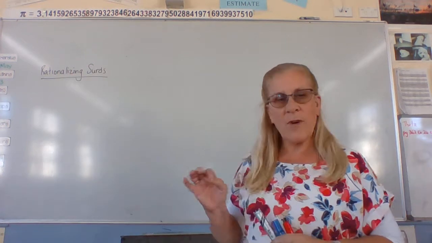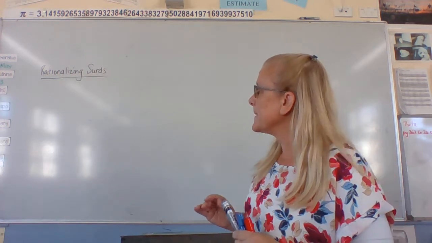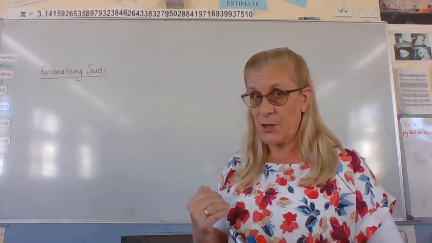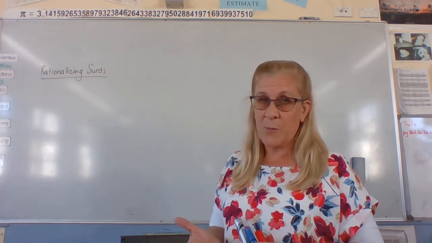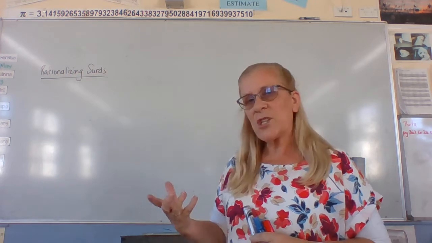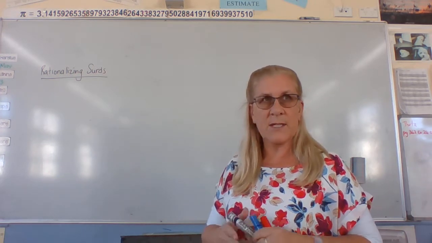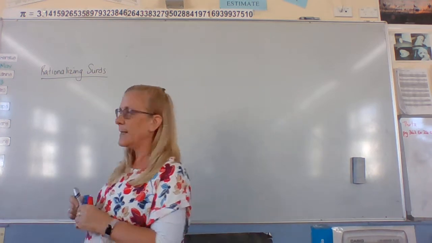Okay, so we're going to look at rationalising surds. What that means is we're actually rationalising the denominator. We don't want a square root on the bottom. Just like we don't like negative powers on the bottom, we want to rationalise it so that square root isn't present. And to do that, we have a funny technique.